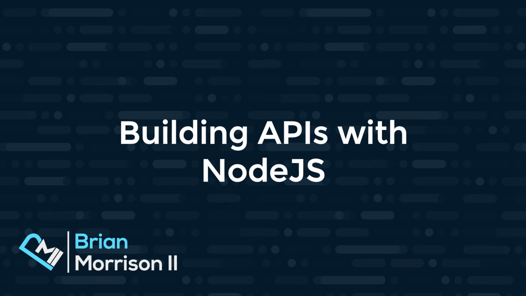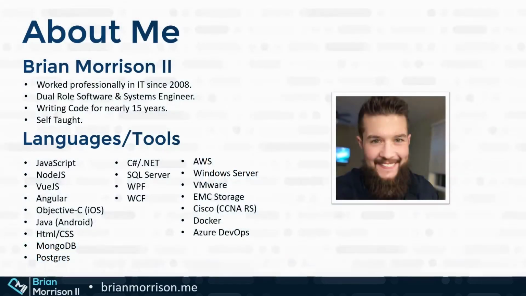So a little bit about me. My name is Brian Morrison. This is one of the slides you would have seen if you were here last week. I've worked professionally in IT since 2008. For the entire time I've held a dual role as a software and systems engineer, so I'm familiar with both sides of the house, both writing code and building the infrastructure to support it. I've been writing code for about 15 years if you count HTML and CSS as a language.